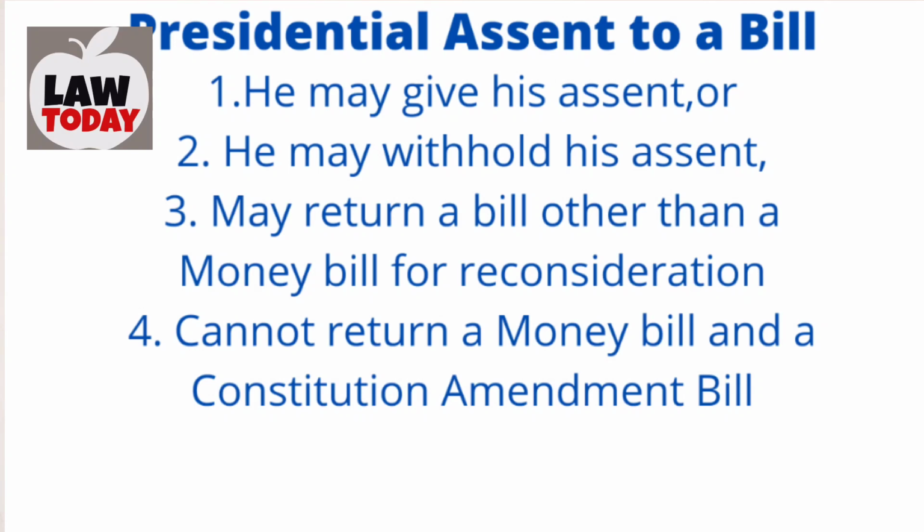If the Houses pass the bill again with or without amendments, the President cannot withhold his assent to the bill, which is other than a money bill. The President, however, is bound to give his assent to a constitution amendment bill passed by the Houses of Parliament by the requisite special majority and, if necessary, ratified by the states.